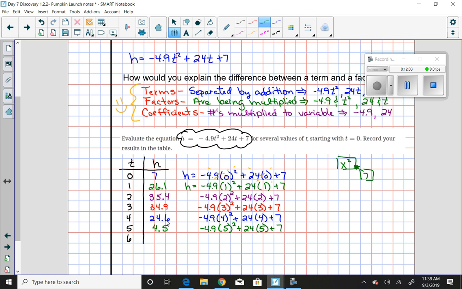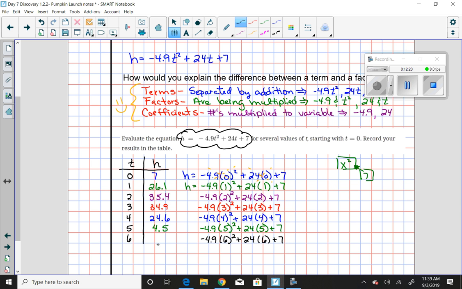Now 6, I don't have this exact, so we're going to have to take a minute. Negative 4.9 times 6 squared plus 24 times 6 plus 7.